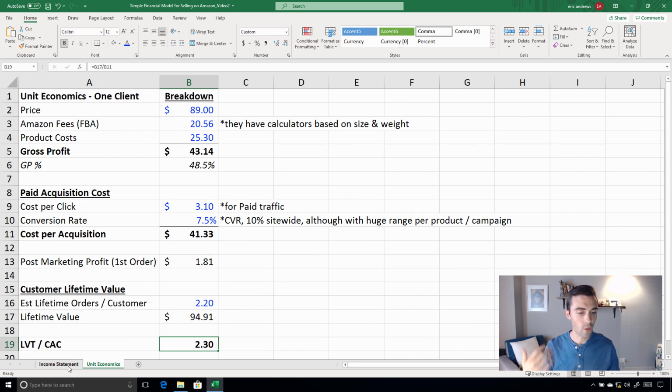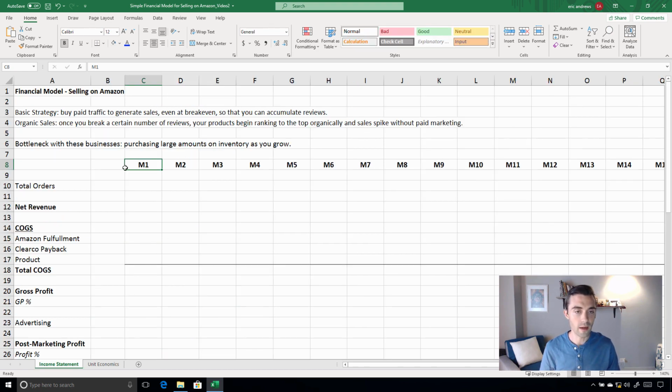But now let's jump to our income statement, because we know that our paid acquisition strategy seems solid. So how much of this do we need to do until we can get enough reviews so the organic people start buying? How many products do we actually need to buy? How much inventory do we need? How are we going to finance it? Let's jump into all of that right now.